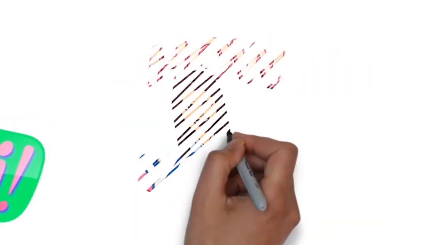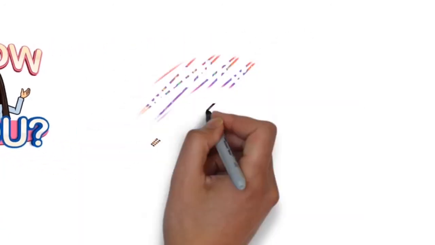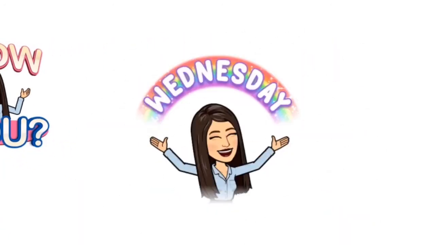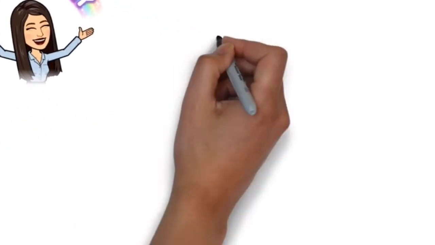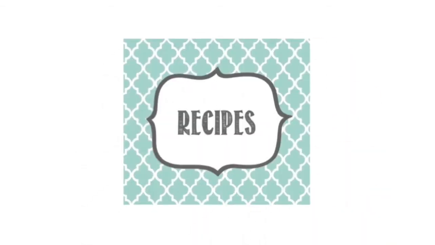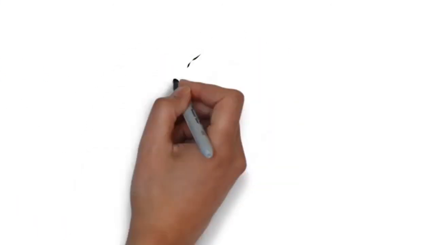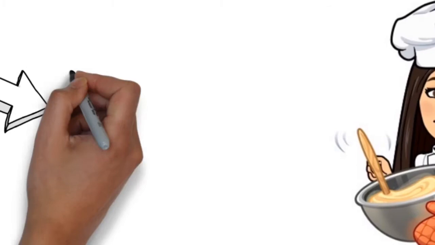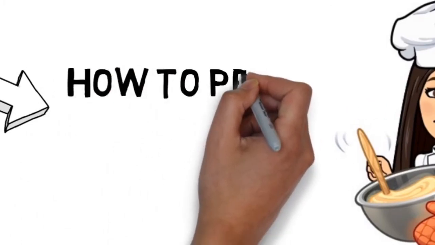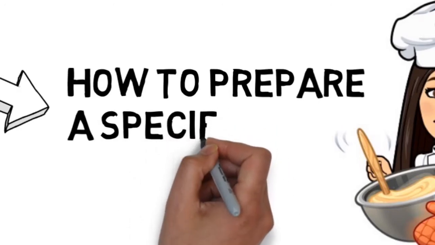Kids, as you know, today is Wednesday and it's time to cook. But before doing it, you are going to write your recipe. And what is a recipe? Okay, kids, a recipe helps you to know how to prepare or cook a specific dish or food.